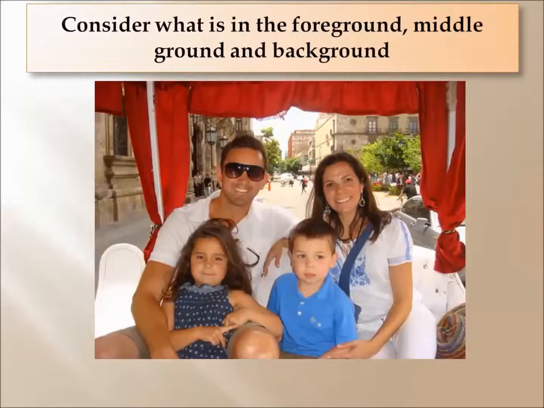Now we're going to talk about what's in the foreground, the middle ground, and the background. So you see this lovely family. They're here in the foreground, and we have them framed by the curtain here, and they're in some kind of vehicle, and they're here in Nicaragua, and we get a sense of place in the background. And it really doesn't clutter it up too much, it just kind of adds a sense of place. So it helps tell a story about where they are.